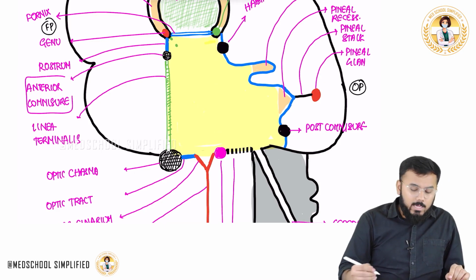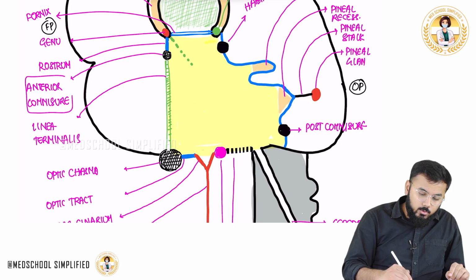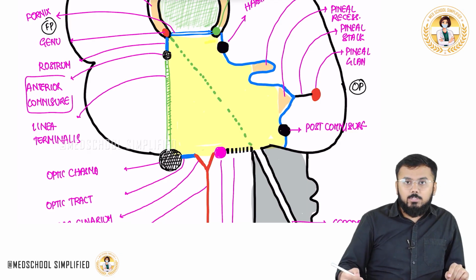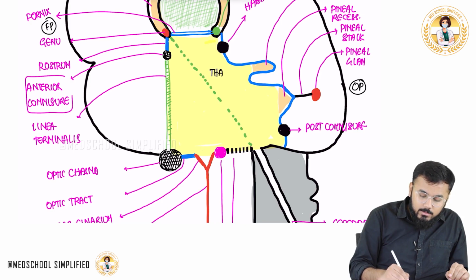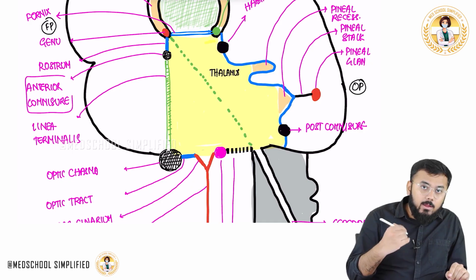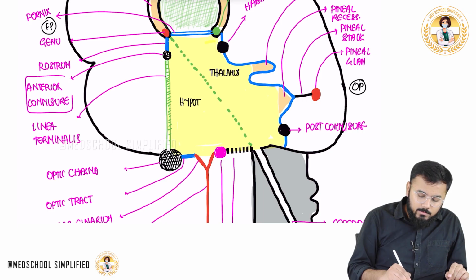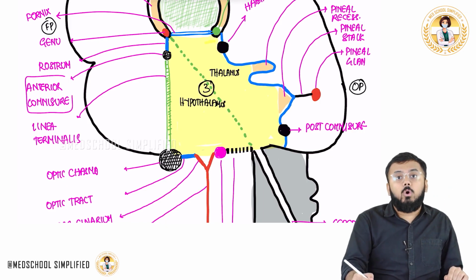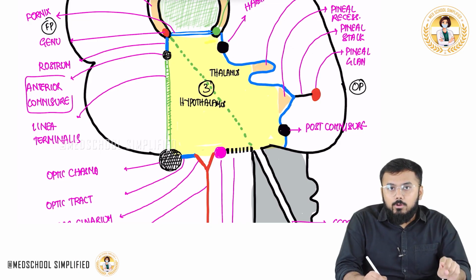Then what has the third ventricle to do with the hypothalamus? Look here. The third ventricle is actually divided into two parts. What are these two parts? The part which is present on the top is called thalamus, and below the thalamus you will have hypothalamus. Hypo, below, is called hypothalamus. And what is this entire cavity? This is the cavity of the diencephalon, or you can also call it the cavity of the third ventricle.